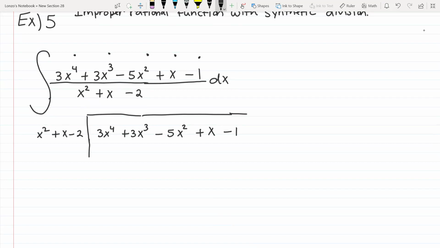and then I'm going to get rid of this 3x^4 by doing a 3, and then I need an x squared. 3x squared times x squared is 3x to the 4th. 3x squared times x is 3x cubed. 3x squared times negative 2 is negative 6x squared.